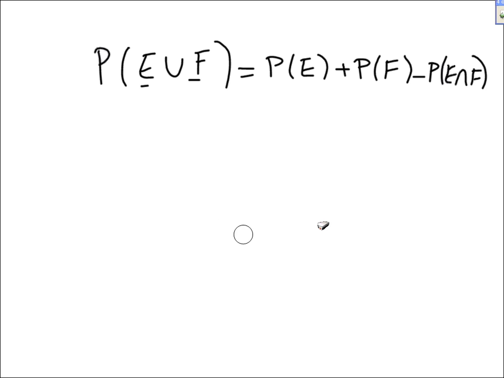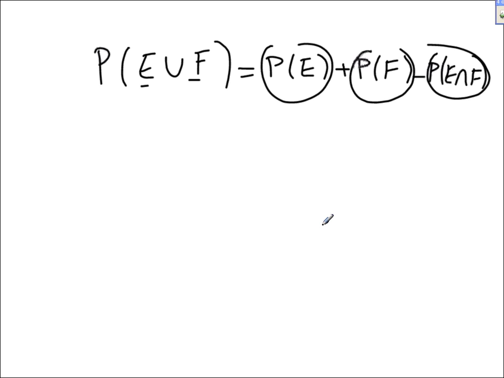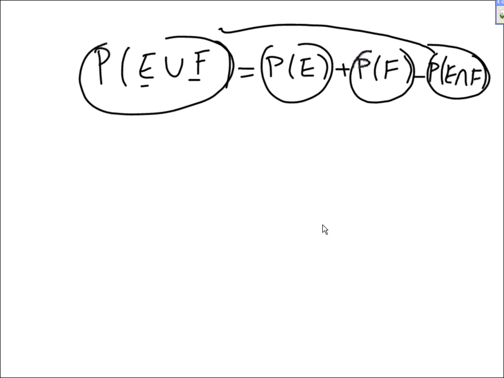Probability of E union F is the probability of E plus the probability of F minus the probability of that intersection. Now, these are all numbers, and you can move them around. I'm going to move this to the other side, so it becomes plus, because it's minus here. It's going to be plus the probability of E intersect F.